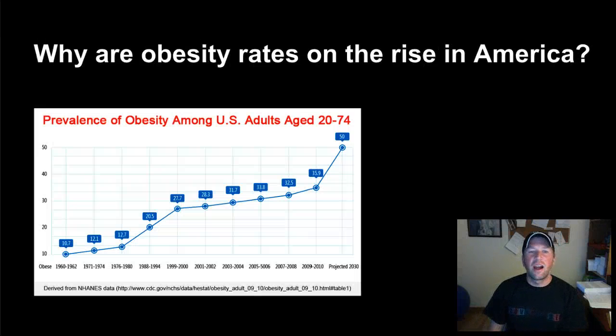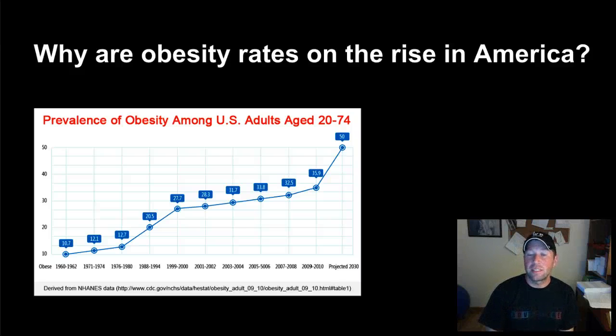Here's one more. Why are obesity rates on the rise in America? Now you can see the little graph there. It shows obesity rates going up and up. And you might think, well, yeah, that's a great scientific question. Something about obesity rates. But the trick here is the word why. Can we test why they are going up? Well, that would be pretty difficult.